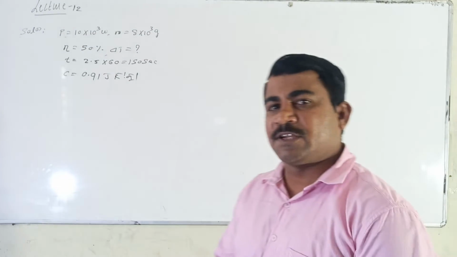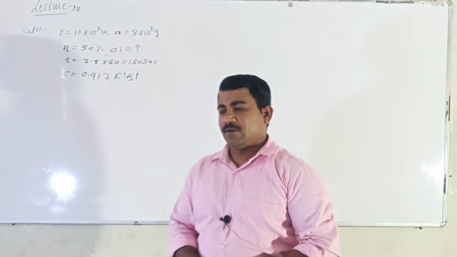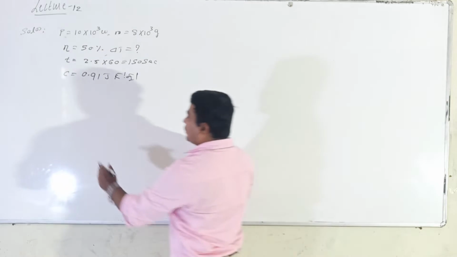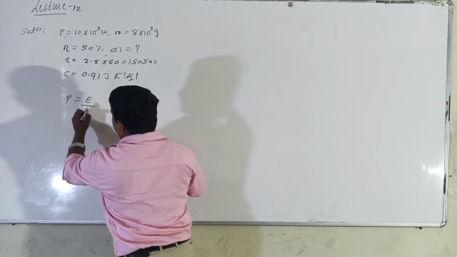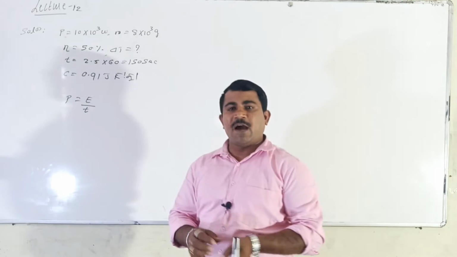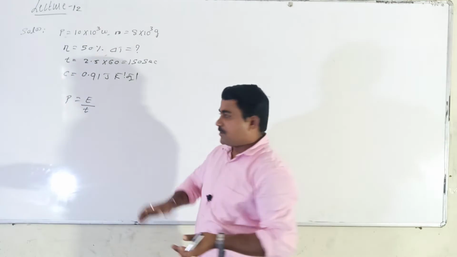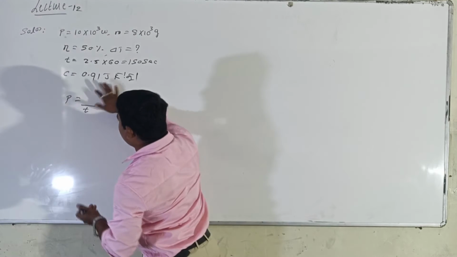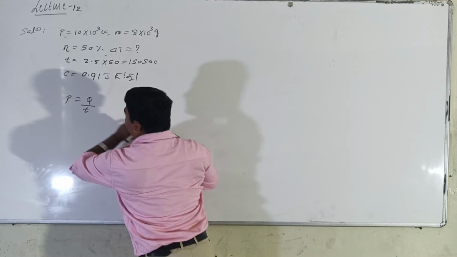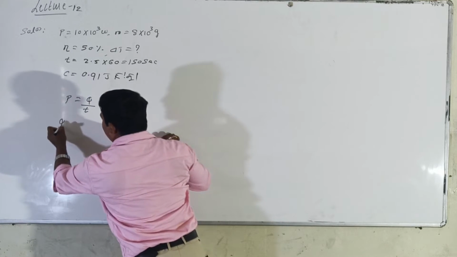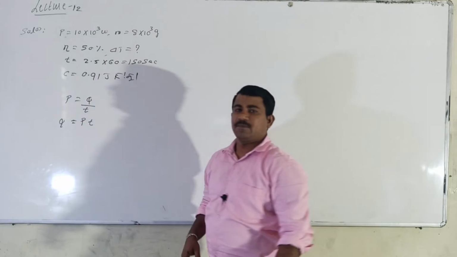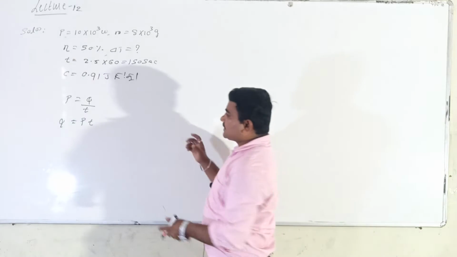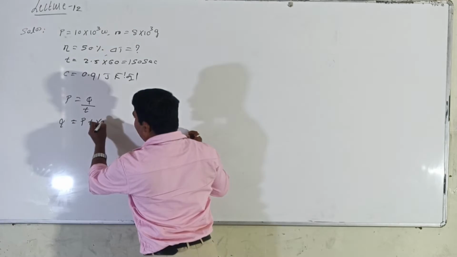How much is the temperature increased? See here. We know the power definition. Actually, power is equal to energy divided by time. Energy means the amount of heat energy here. Shall I replace? Power is equal to energy divided by time. What amount of energy is available? Power into time is available, right? But efficiency is given here, so I want to multiply by efficiency.